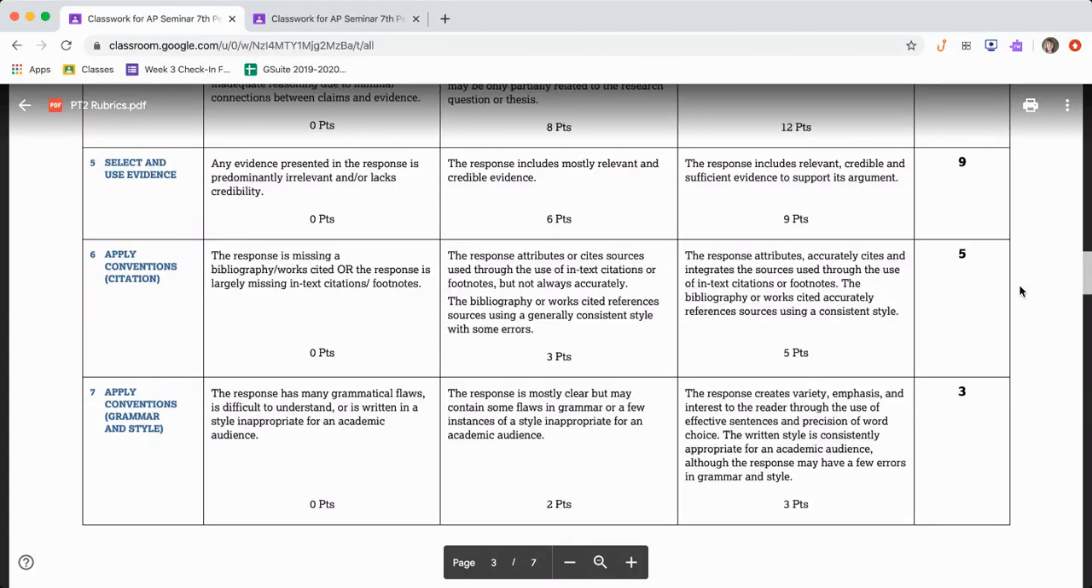All right, I just wanted to briefly walk through row 5 of the rubric and show you an example from one of the past high scoring samples that I have included here. So, row 5 is about selecting and using text evidence.